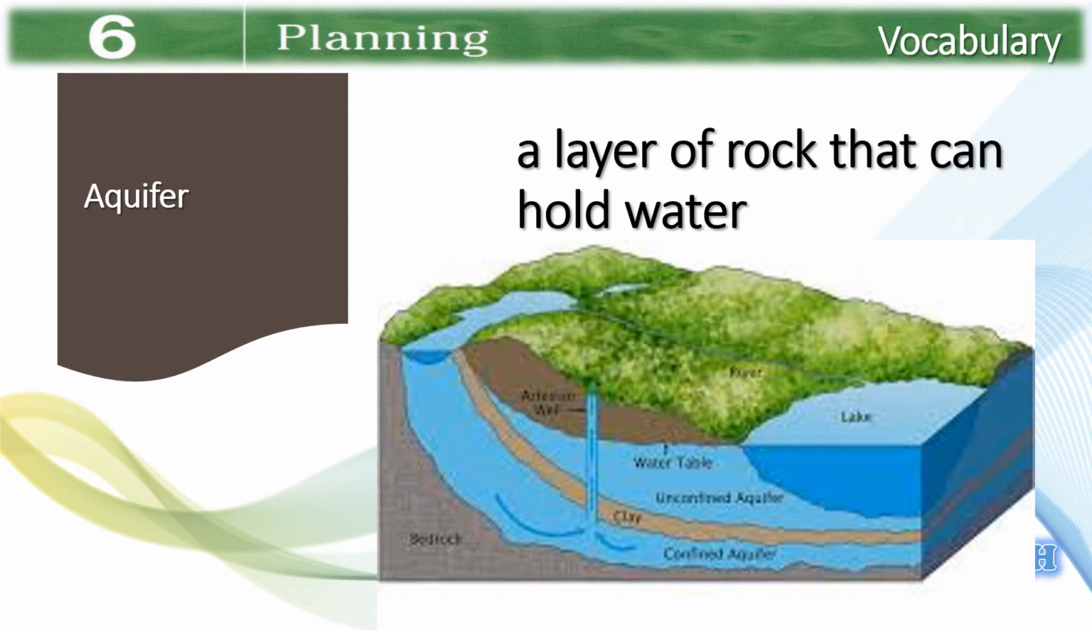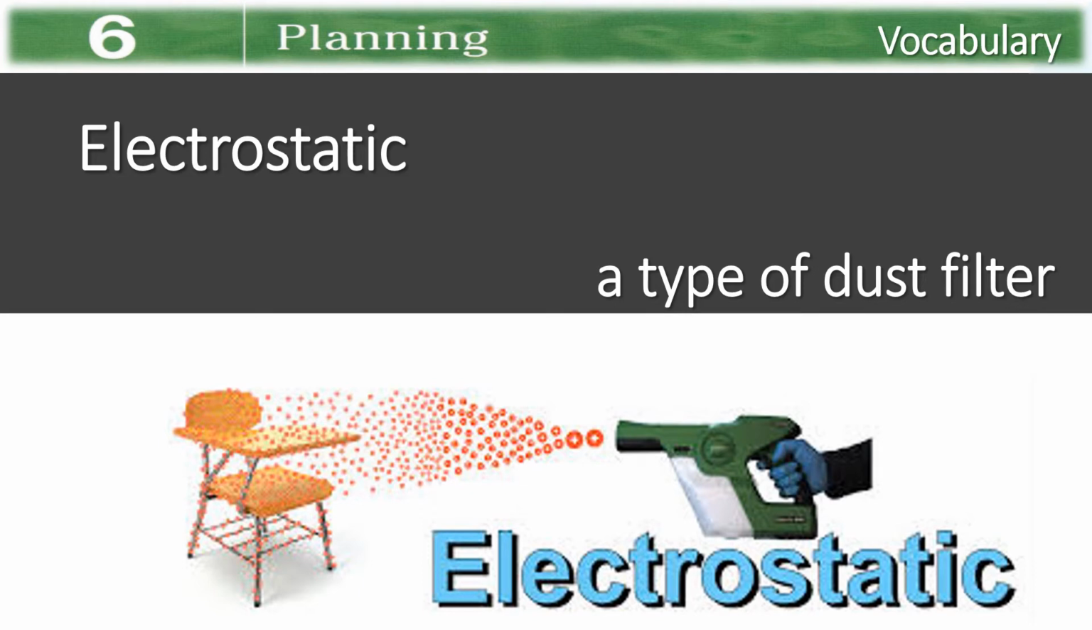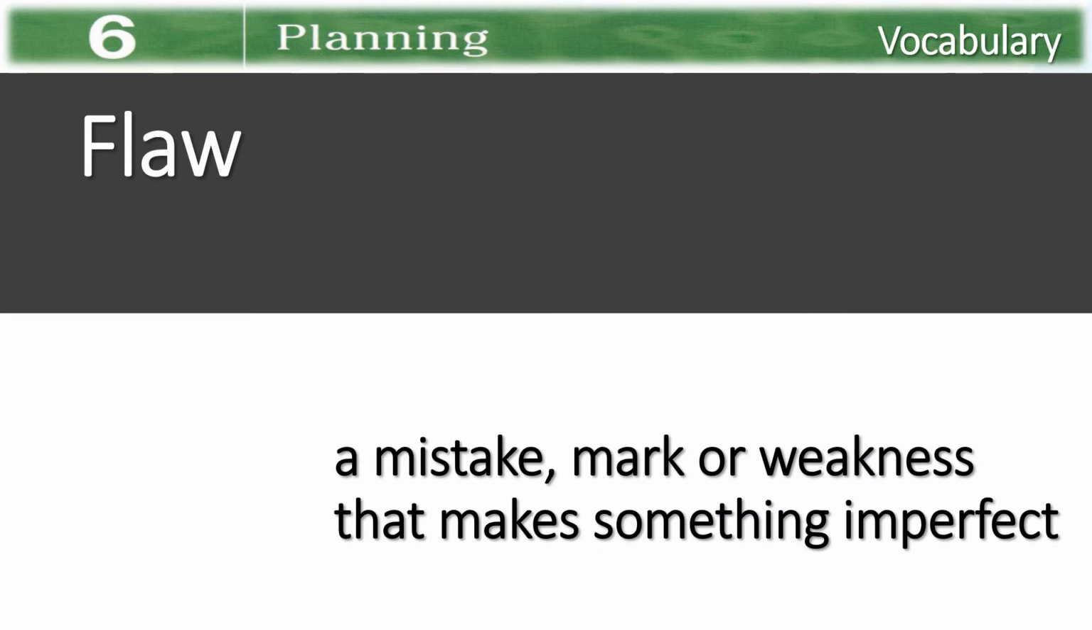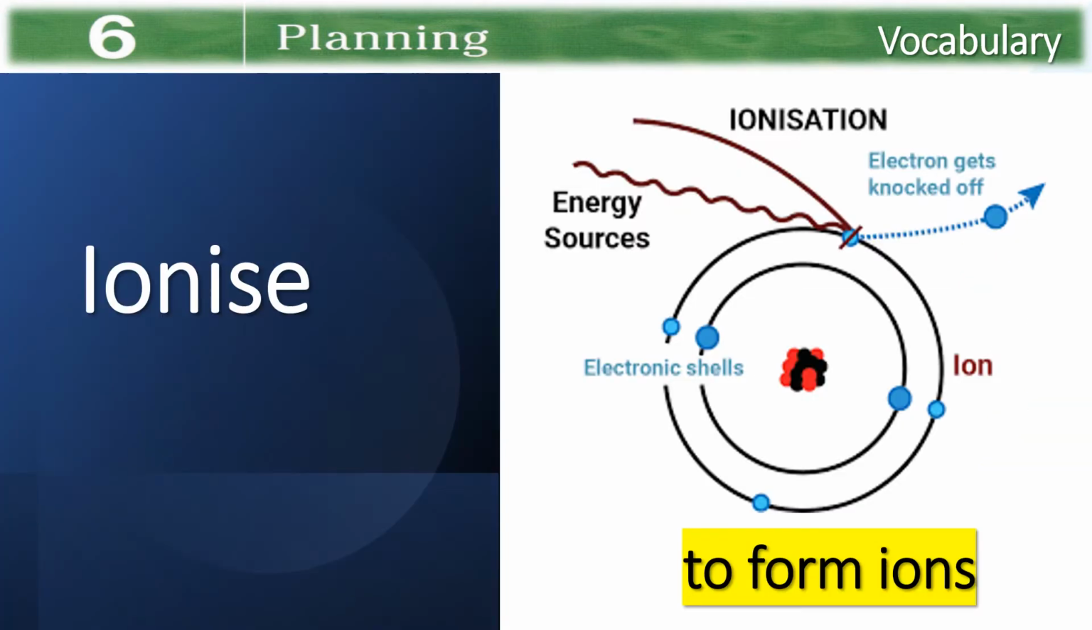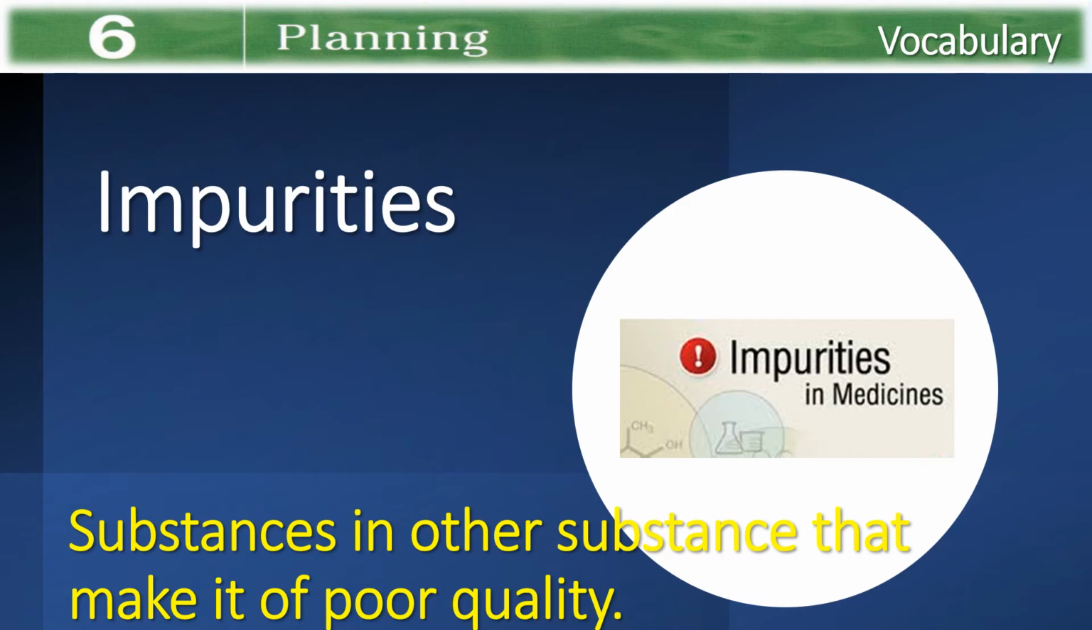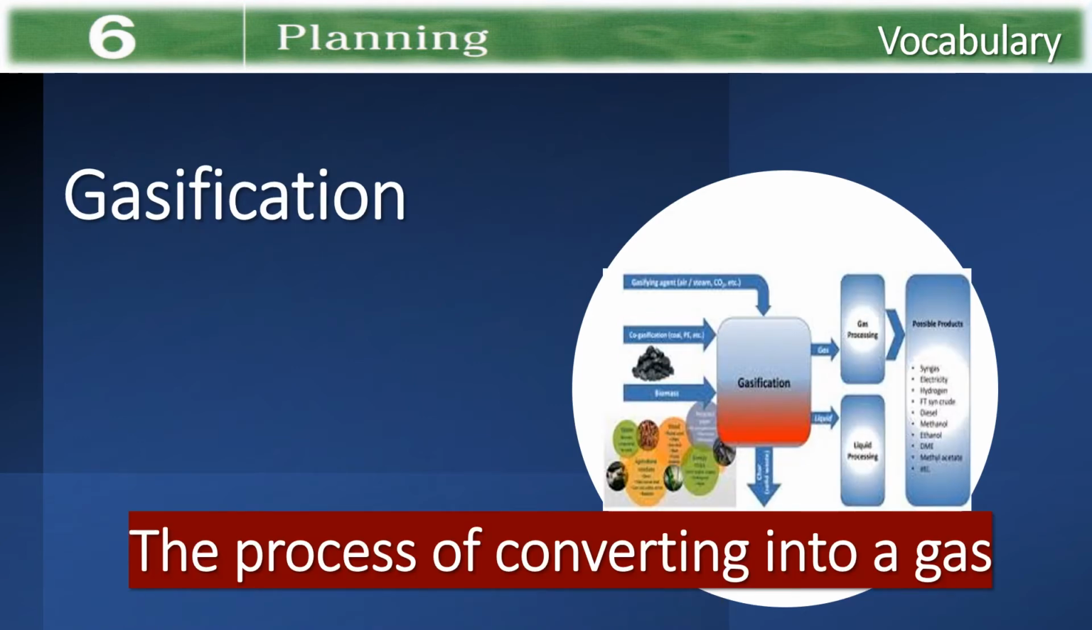Number 6, we have the word aquifer, which is a layer of rock that can hold water. Word number 7, electrostatic, which means a type of dust filter. Then we have the word flaw, which is a mistake, mark, or weakness that makes something imperfect. Number 9, we have the word methane, which is a colorless flammable gas, CH4. Number 10, ionize, means to form ions. Then we have the word impurities, which means substances in other substance that make it of poor quality. Then we have the word gasification, which is the process of converting into a gas.